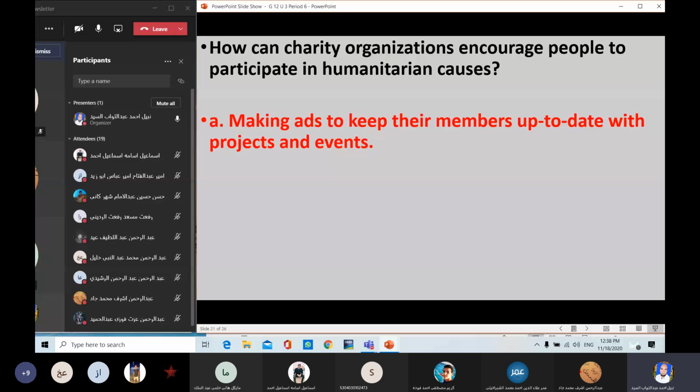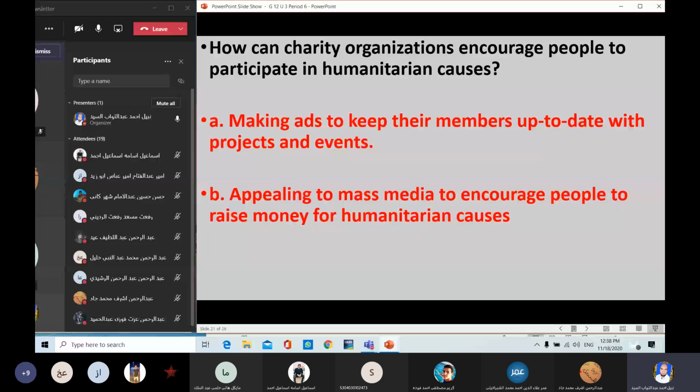Appealing to mass media, to encourage people to raise money, collect money for your humanitarian causes. So using what? Using the mass media or social media.